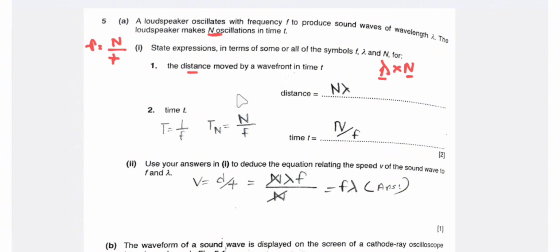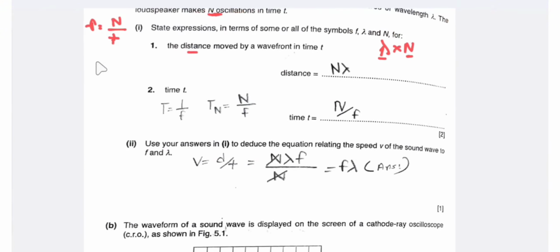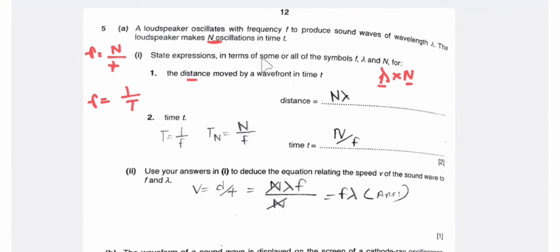So the time t. We know that frequency is equal to the number of oscillations divided by time. So time is equal to n by f. And also frequency is 1 by time period. The time period is the time for one wave, but there are n waves, and the time t is the time for many waves. So if we divide, we get the time for one wave.